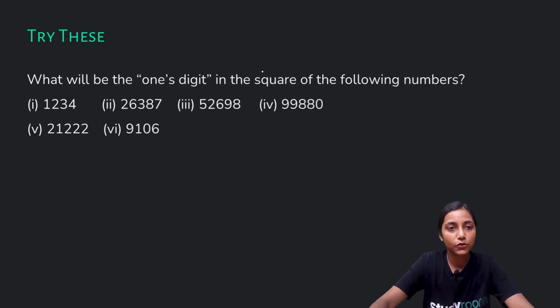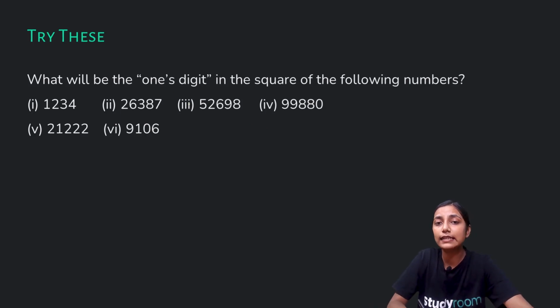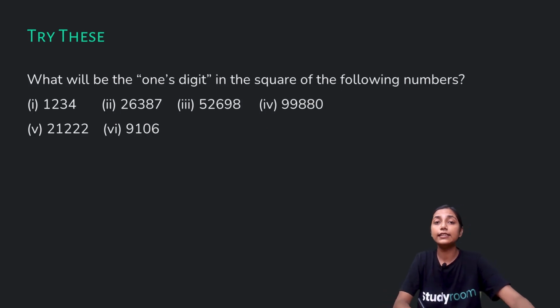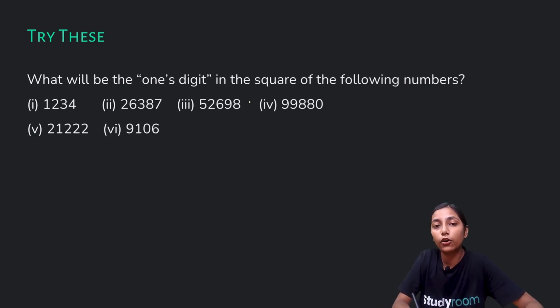What is next? So next we have: what will be the ones digit in the square of the following numbers? We need to find the digit at the ones place in the square of all these numbers. That can be easily determined. How can we easily determine that?